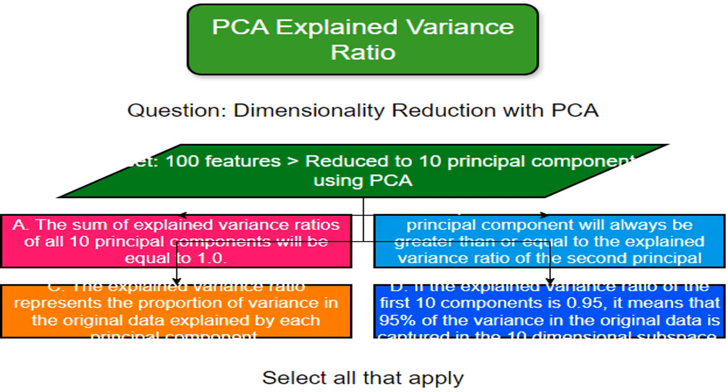This is the core concept we're grappling with. A measure of how well each principal component captures the spread of your data. Understanding this ratio is key to understanding what PCA is doing.